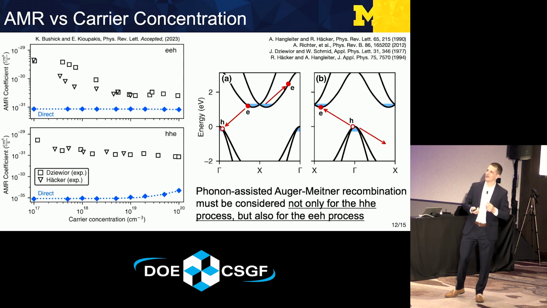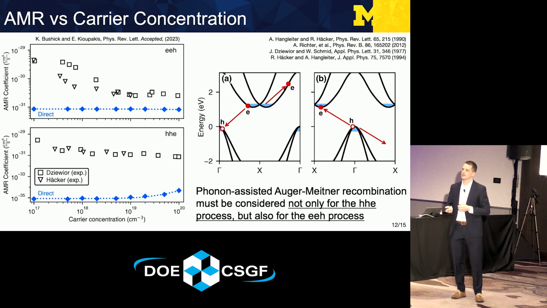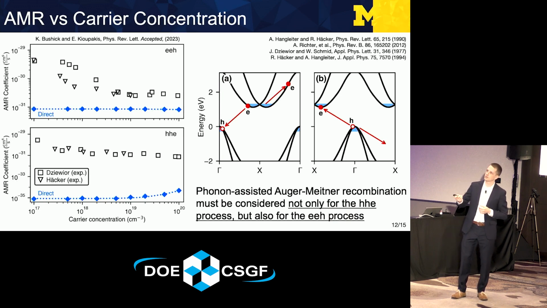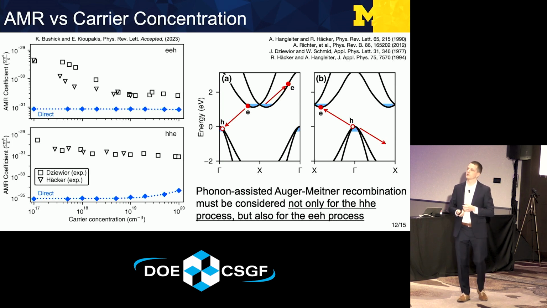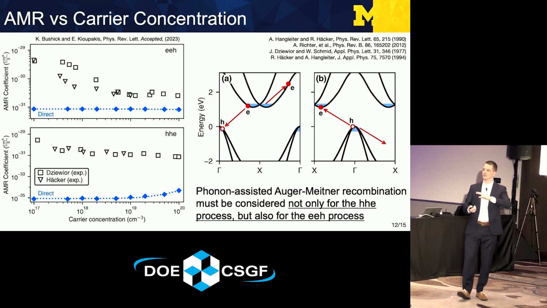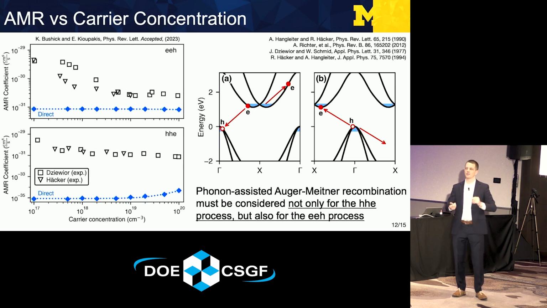And so what I'm showing here are some of the results. On the top, you have the EEH process. On the bottom, you have the HHE process. You can see these dots are experiment, and the blue curves are my calculation results. So for the EEH, we're pretty close. In general, if you're within an order of magnitude for AMR coefficients, that's considered pretty good agreement. And so we get pretty good agreement with the experiment there.